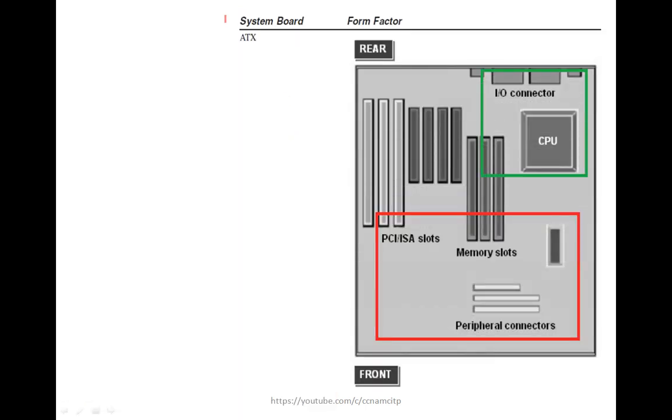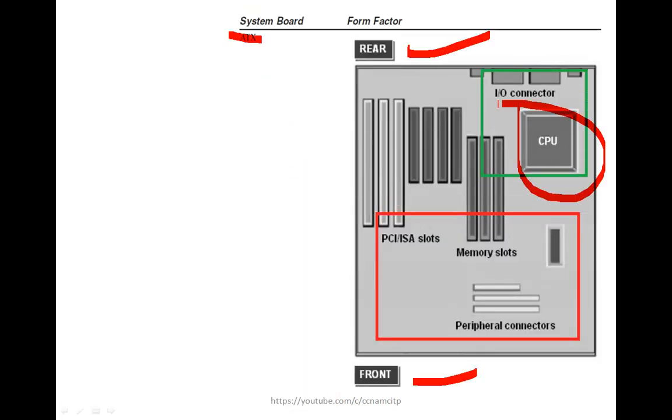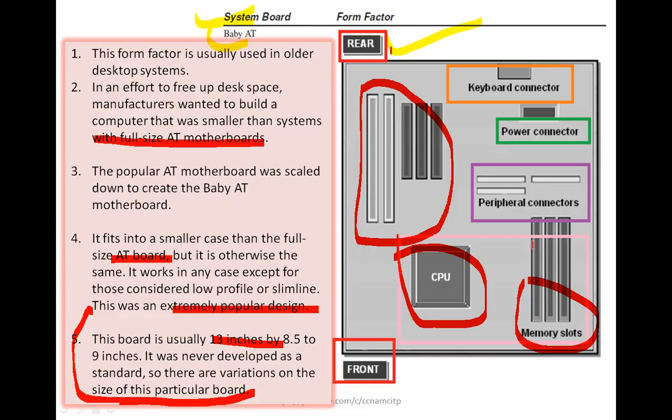Now the next one is the system board, which is ATX. So ATX, now this is your rear side, the back side, and this is your front one. So let me go back. This is the rear and this is the front. So what is different between this baby AT and now this ATX? So the CPU is here, and the IO input output connectors are here, and let me show you where the CPU is in baby AT. So in baby AT, the CPU is here, and the keyboard, mouse, I mean the IO connectors, are here.